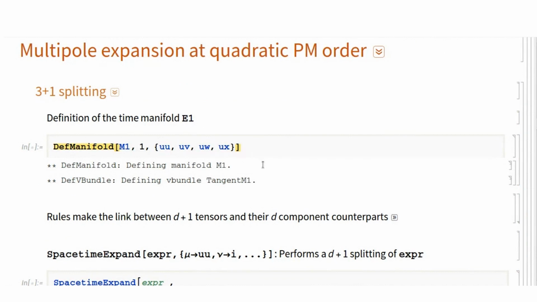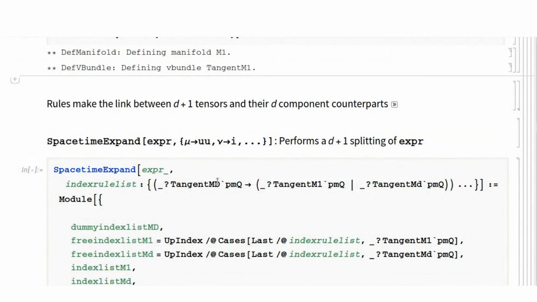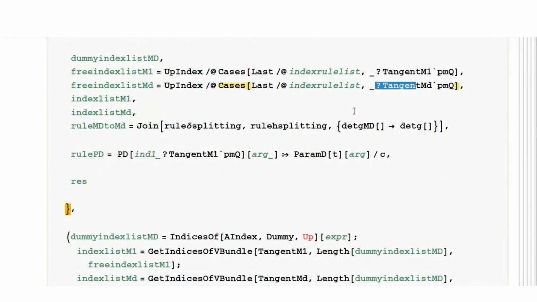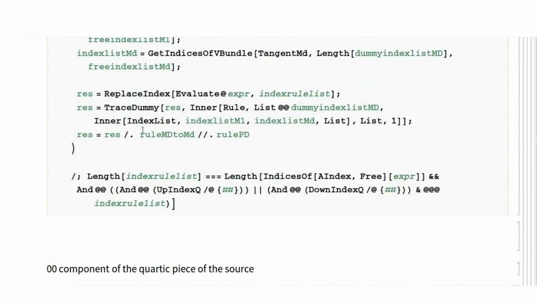Now, of course, at the end, we want to do post-Newtonian calculations or multipolar expansions. So we need a 3+1 splitting. So I define a time manifold. I need some rules saying how my tensors are noted in d space dimensions. So they are generated automatically for the tensors of interest. And then I use those rules in this simple code based on very simple and basic xTensor commands. So for instance, up index or some pattern here, indices of, get indices of V bundle, trace dummy, which is very important here to trace on indices.